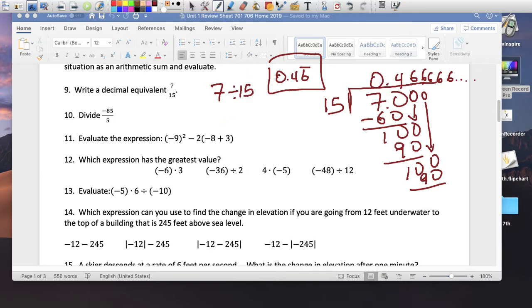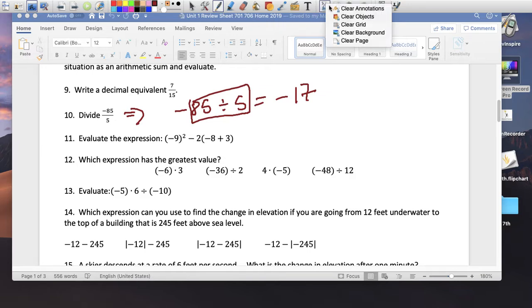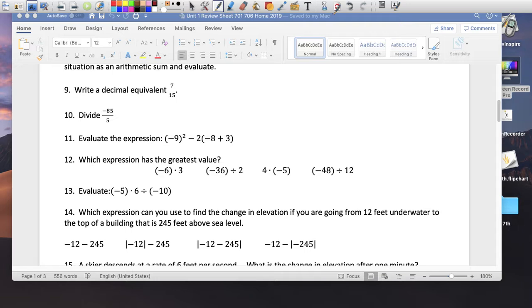Okay, next one, divide negative 85 by 5. If you like, you can rewrite this problem like this if it makes it easier for you to see. It's a negative divided by a positive, so I know it's negative, and 85 divided by 5 is 17, so negative 17, right? You already knew how to do the division. You just have to worry about whether you put a negative sign next to a number, so we just added the rules of integers when dividing or multiplying.